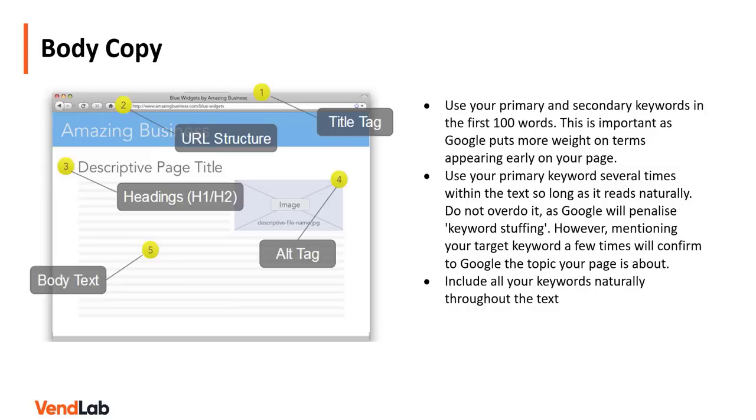Use your primary keyword several times within the text, so long as it reads naturally. Do not overdo it, as Google may penalize keyword stuffing, that is, putting the keyword so many times in the text that it looks unnatural. However, mentioning your target keyword a few times will confirm to Google what the topic of your page is about. That includes your header tags, your H1, H2, H3 tags, which form the title and subtitles on the page. Incorporate your primary and secondary keywords in the H1 tag and your secondary and related keywords in the subheadings.